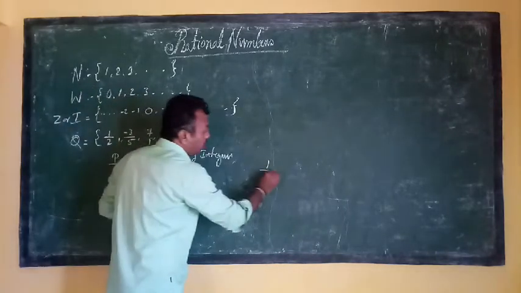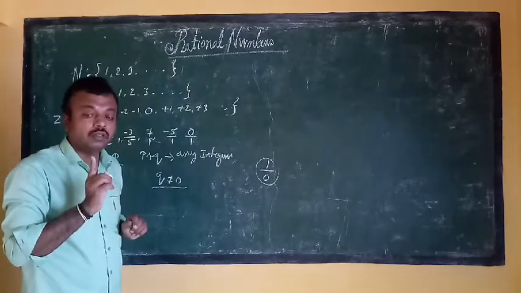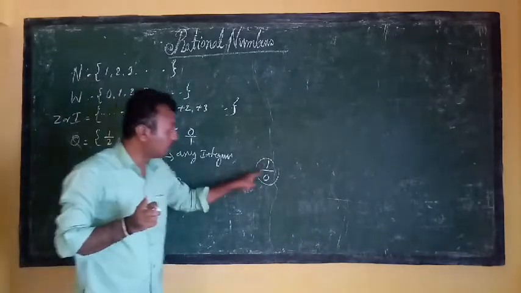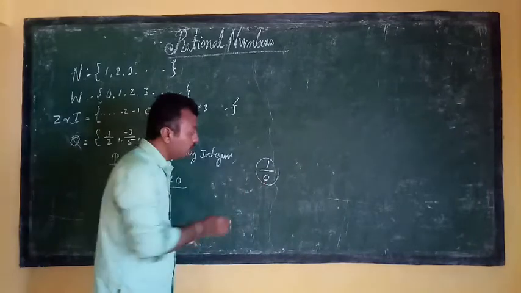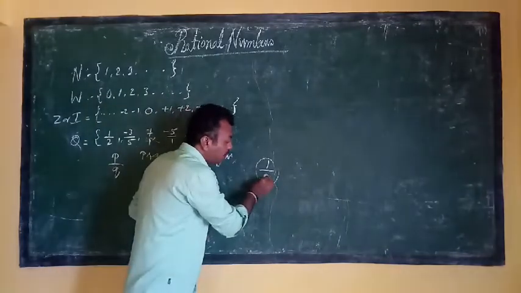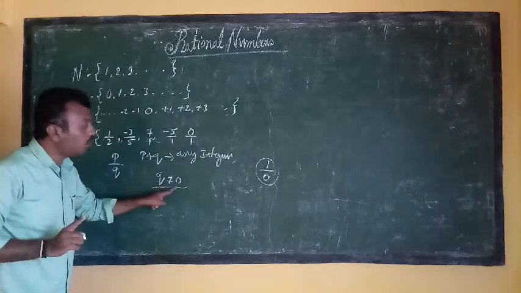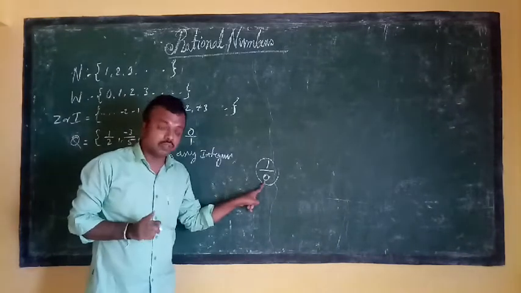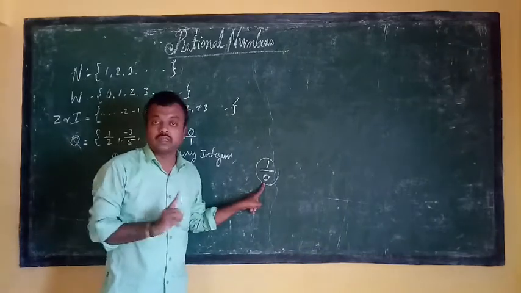But 1 by 0, is it a whole number? No, it is not. Is it a rational number? No, it is not a rational number, because here the denominator is equal to 0, but our condition is that Q is not equal to 0, and here Q is equal to 0. Therefore 1 by 0 is not a rational number.